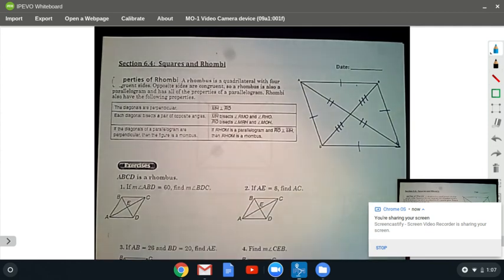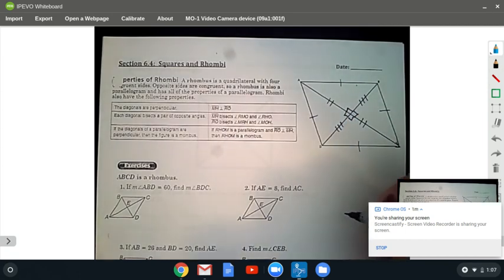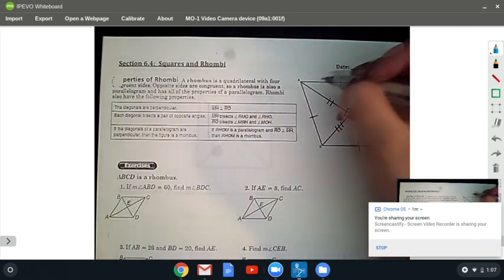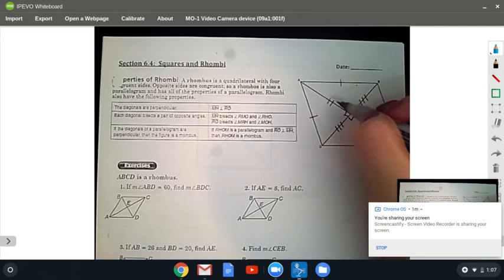Rhombi also have the following properties. Their diagonals are perpendicular, so these are all right angles in here. Each diagonal bisects a pair of opposite angles. So just like the parallelograms, the opposite angles are equal, but they're also being bisected or cut in half.